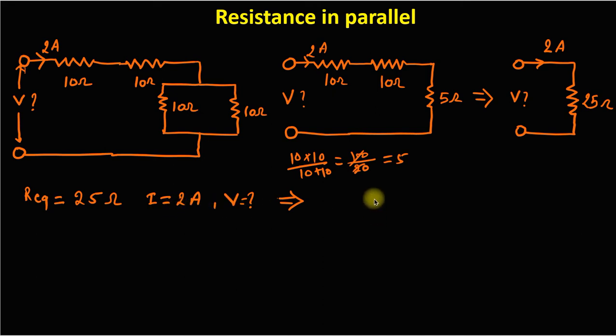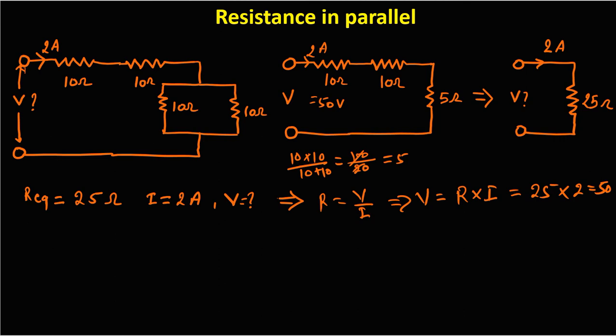By Ohm's law, we have the equivalent resistance 25 ohm and current 2 ampere. Ohm's law says R equals V upon I. So R and I are known, and we have to calculate the voltage. Voltage will be R into I, so 25 into 2 equals 50 volt. So the voltage across here will be 50 volt, and the current in the circuit is 2 ampere.